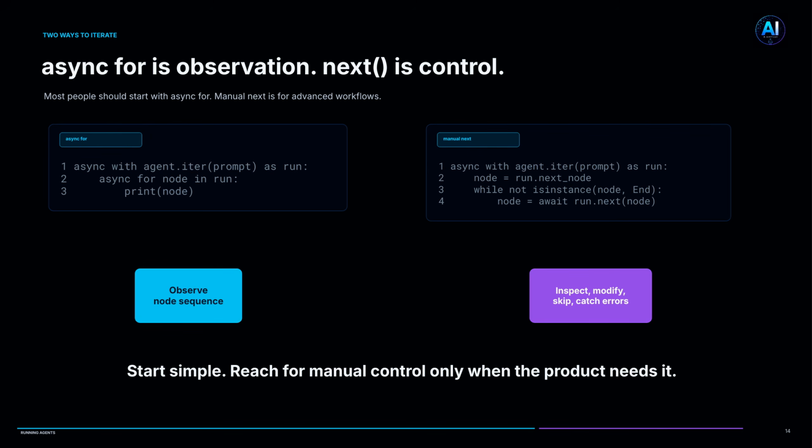There are two ways to use iter. The first is async for. You let the run progress and observe each node as it happens. The second is manual control with next, where you hold the next node, decide what to do with it, and then explicitly move the run forward, which means you can inspect or modify a node before execution, skip something in specialized cases, or catch errors around a specific node. My advice is to start with async for and reach for manual next only when the product really needs that level of control.